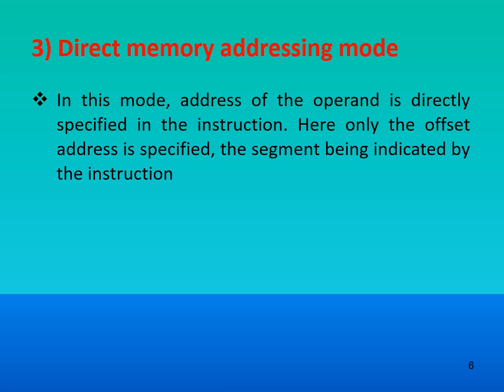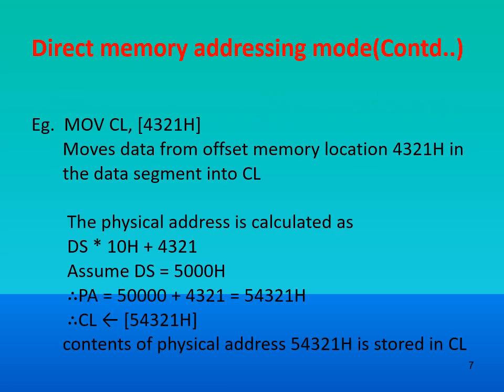So what is the type of address we give in this instruction mode? That is the offset address. You know, 8086 follows the memory segmentation, which gives it the ability to address 1 megabyte of memory by using 16-bit internal capacity. So an offset address will be given. Example here, MOV CL, [4321H].